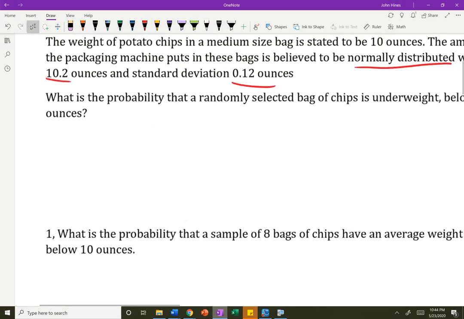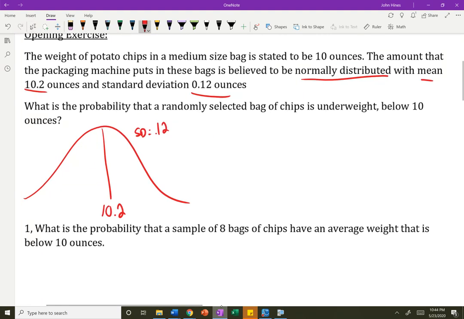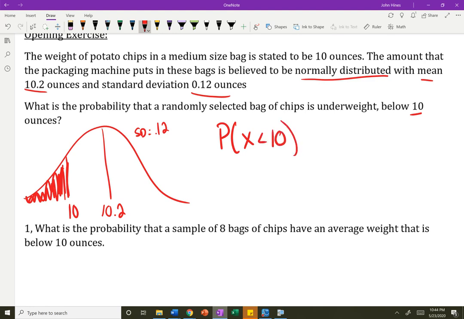So this is what we did in lessons 1 and 2 of this unit. We drew our normal curve, and we said, okay, my center here is 10.2, and I have a standard deviation of 0.12. And I want to know the probability I'm below 10, which is below average. What proportion, what percent of the bags are underweight? So what's the probability that any bag I pick weighs less than 10 ounces?